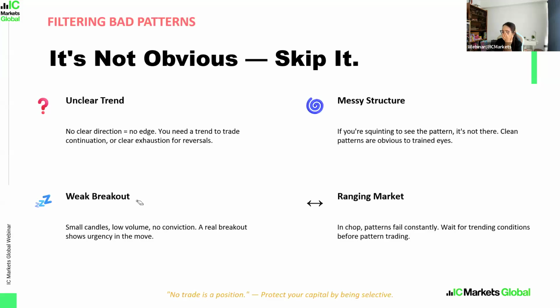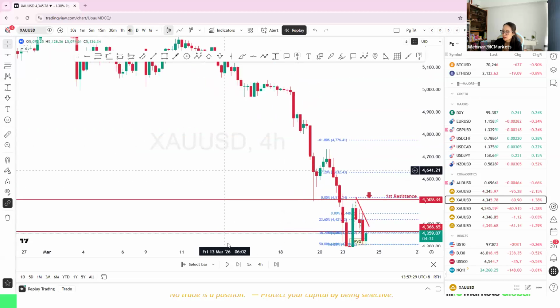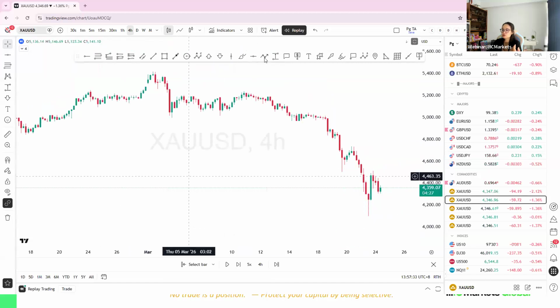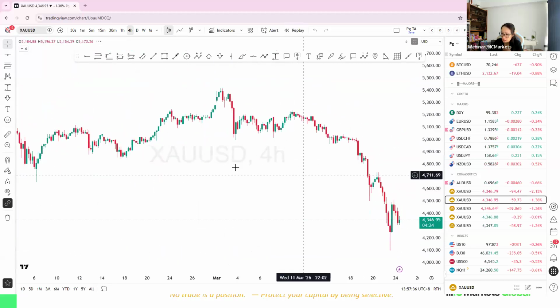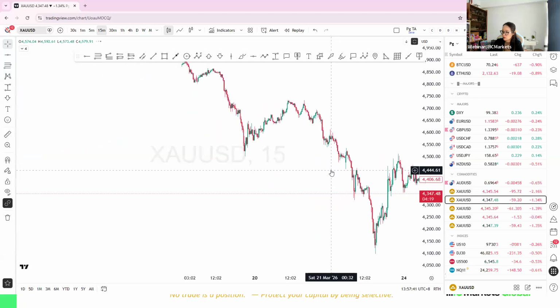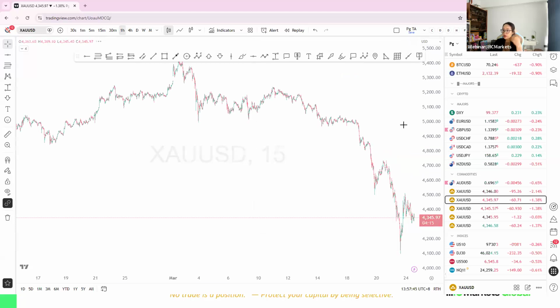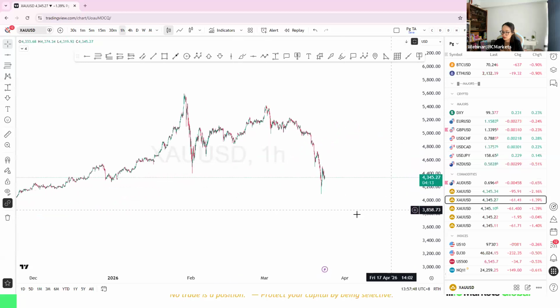Remember that. Messy structure: if you constantly see that the pattern is not there. Clean patterns are obvious, so train your eyes. Whenever you see a pattern and you're really unsure or it's not clear, then you shouldn't trade. If you always trade the M15 and you don't know what the pattern is, you cannot see the structure and you don't know what's happening. Go to a higher time frame, and you will see it.